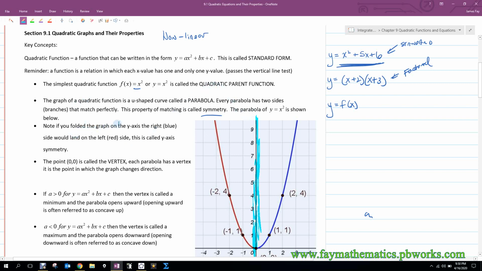So note, if you folded the graph on the y-axis, the right-hand side or the blue side would land on the left-hand side or the red side. Okay, this is called y-axis symmetry. It says the point (0, 0) is called the vertex.